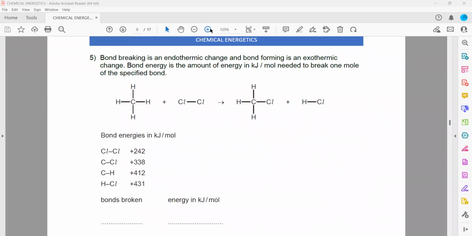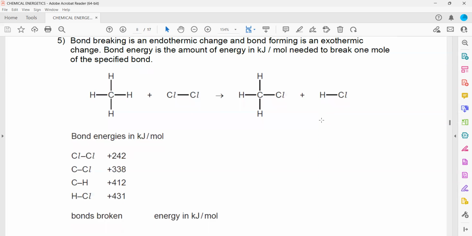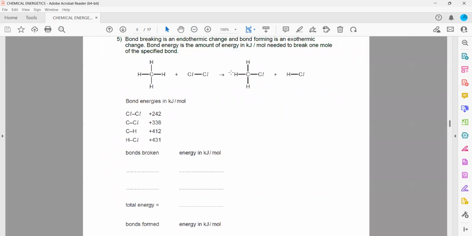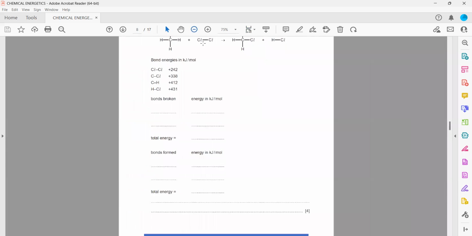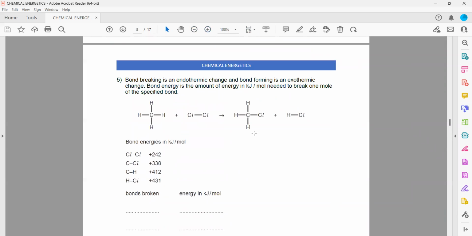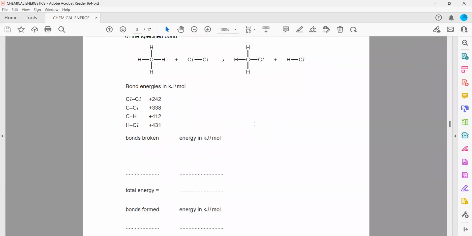In question 5, the bond breaking is endothermic, whereas bond forming is exothermic. Bond energy is the amount of energy needed, in kilojoules per mole, for 1 mole of a specific bond. These bond energies are given to us. The bond breaking energy is given, the bond forming is given, and then we have to work out the total energy.